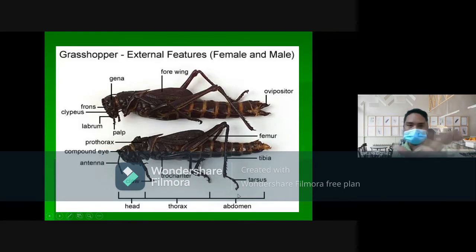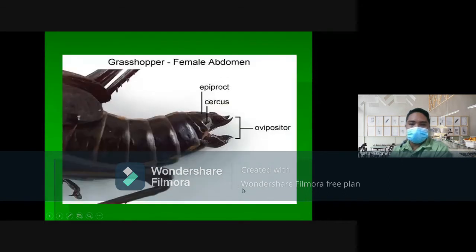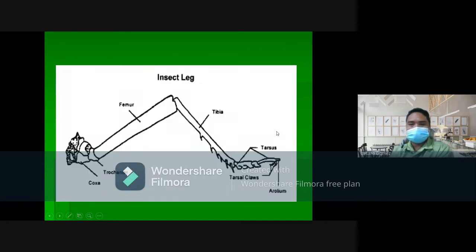Okay, I think I already discussed this, or posted it in your module, for module 4. That's the external parts of an insect. Okay, for the female grasshopper abdomen, you have the epiproct and the cerci, and the ovipositor, wherein the insect's eggs come out of the ovipositor.